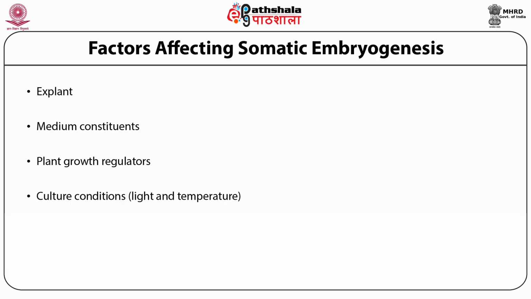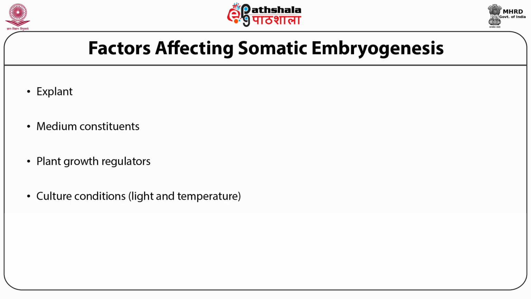Usually, shoot tips, immature embryos, and young floral parts have been used as explants. In monocots, that is palms and cereals, and most dicots, the most common explant is the immature zygotic embryo. In case of mature embryos, protodermic cells of cotyledon form somatic embryos. The growth regulators provide stimulus for embryogenesis.